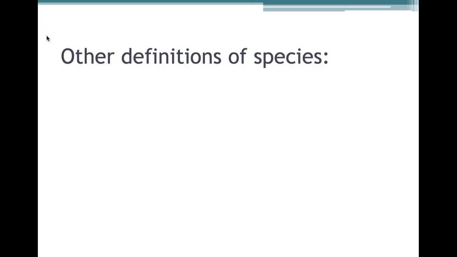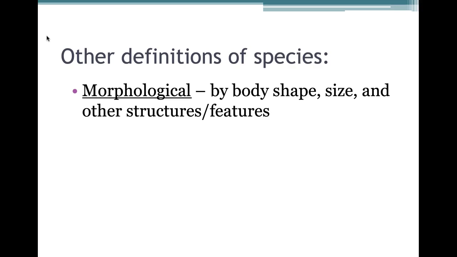Biological species concept really emphasizes differences that organisms have due to those reproductive barriers. But there are other definitions of species. One of them is the morphological species concept, and this is where the species is defined and described by having similar body shapes, similar sizes, and also any other structures or features that they would have in common.